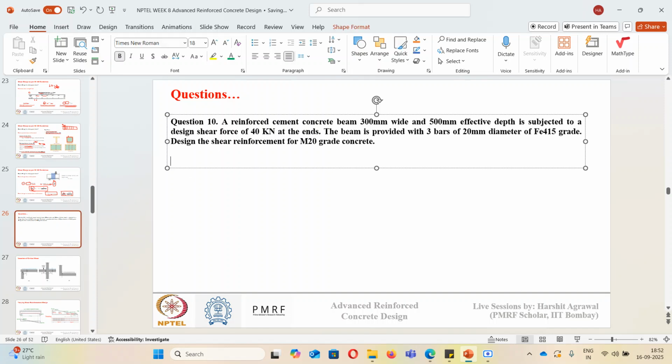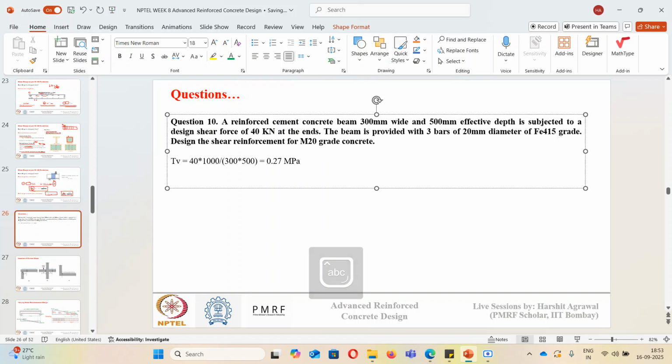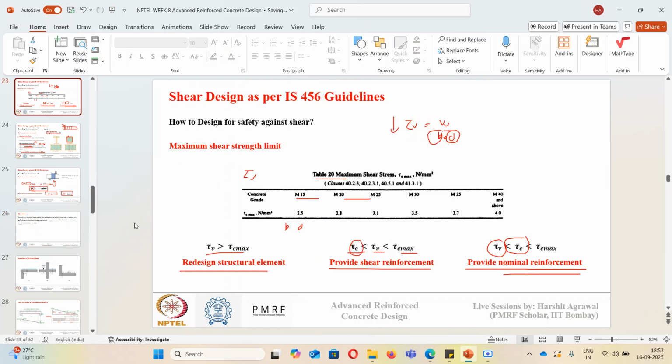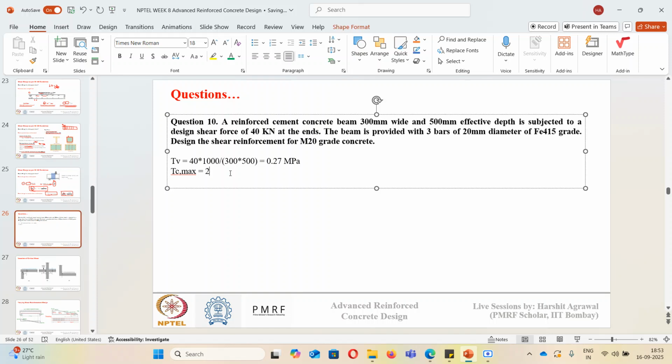Okay, let's see the solution. So tau v will be equal to shear force 40 kilonewton, 40 into 1000, divided by b times d. So b is 300 and effective depth is 500. When you solve, it will come out to be 0.27 MPa. Now tau c max for an M20 grade concrete is equal to 2.8 MPa. Since my tau v is less than tau c max, we don't need to redesign the section. The section is safe.